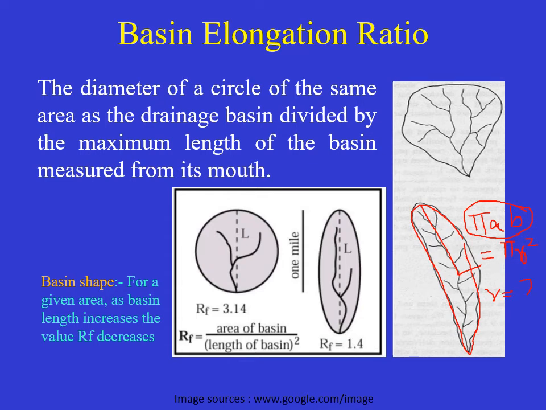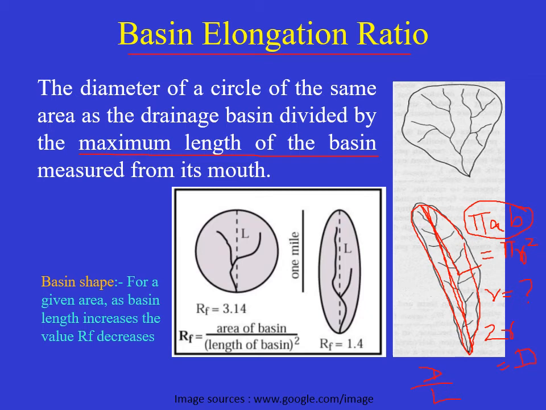Whenever you get the radius of the circle, by doubling it, 2r, you get the diameter of the circle. Now that diameter is divided by the maximum length of the basin. So the maximum length of the basin can be measured. When this diameter is divided by the maximum length of the basin, that will give you the basin elongation ratio.